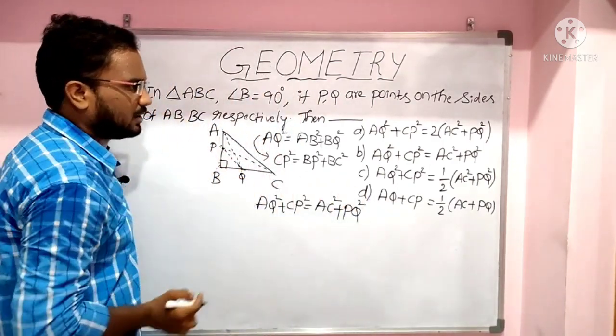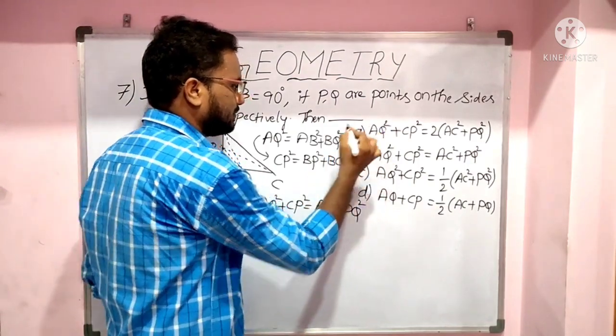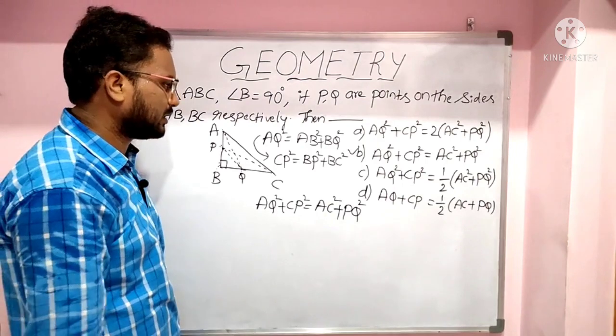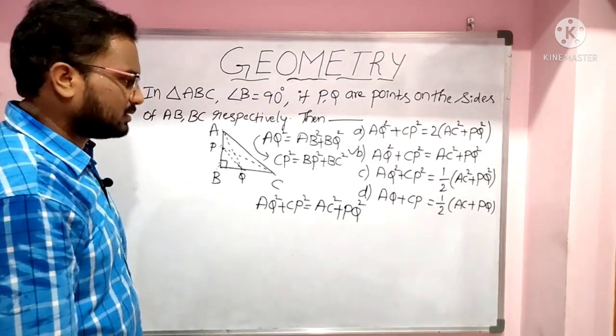PQ square. So answer second option: AQ square plus CP square equal to AC square plus PQ square. Okay, so this is a general way.